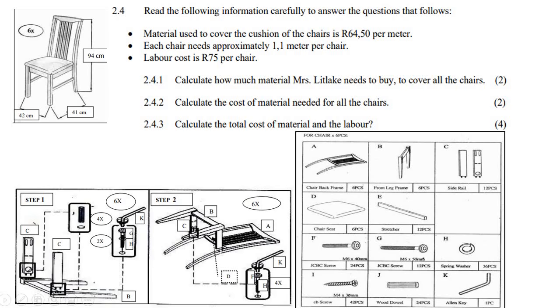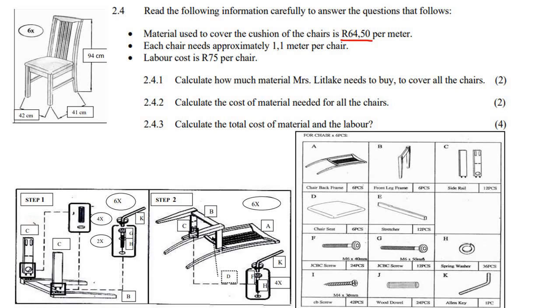Okay, read the following information carefully to answer the questions that follow. Material used to cover the cushion of the chairs is 64.50 per meter. Okay, so the material for the chair is 64.50 per meter. Then it says here that each chair needs approximately 1.1 meters per chair. Okay, and then labor cost is 75 Rand per chair. First question, calculate how much material Mrs. Letlake needs to buy to cover all of the chairs.